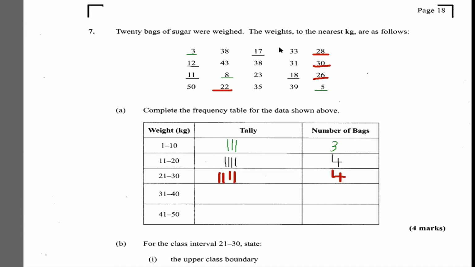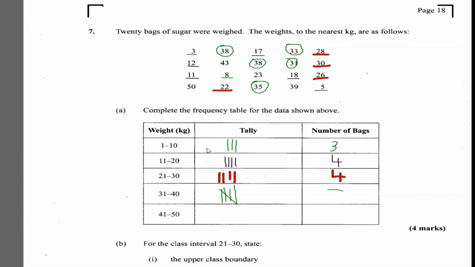Going back to the same color green, we're going to circle now. 31 to 40, we're going to circle. 1, 2, 3, 4, 5. So that's 5.